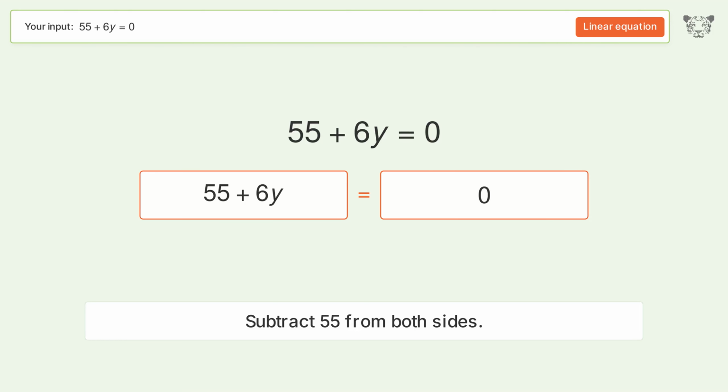Subtract 55 from both sides so the variable term stands alone. That gives 6 times y equals negative 55.